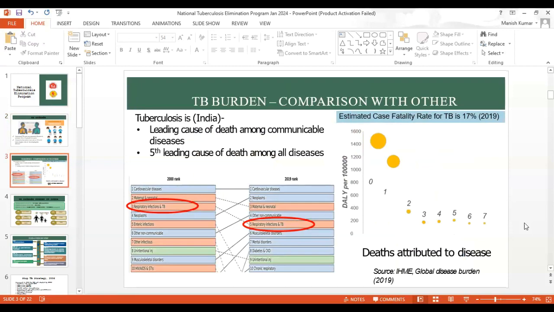Now we will be talking about the magnitude of the disease in India. Tuberculosis is one of the leading causes of death among communicable diseases, and this is the fifth leading cause of death among all diseases. This data is quoted from a global disease burden study which was done in 2019.